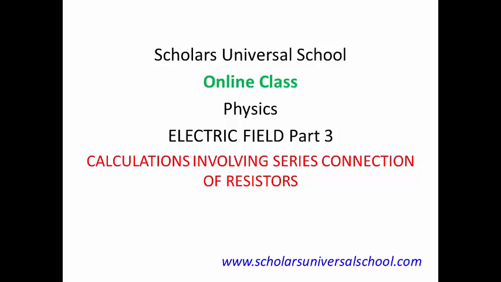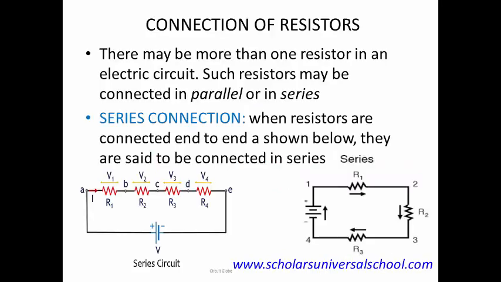I will be treating electric field part 3, which is calculation involving series and parallel connection of resistors. Now, it is possible we have more than one resistor in an electric circuit. You can have 1, 2, 3, 5, 10 resistors in an electric circuit. And such resistors may be connected in parallel and in series. So we're talking about the series connection and parallel connection of resistors.